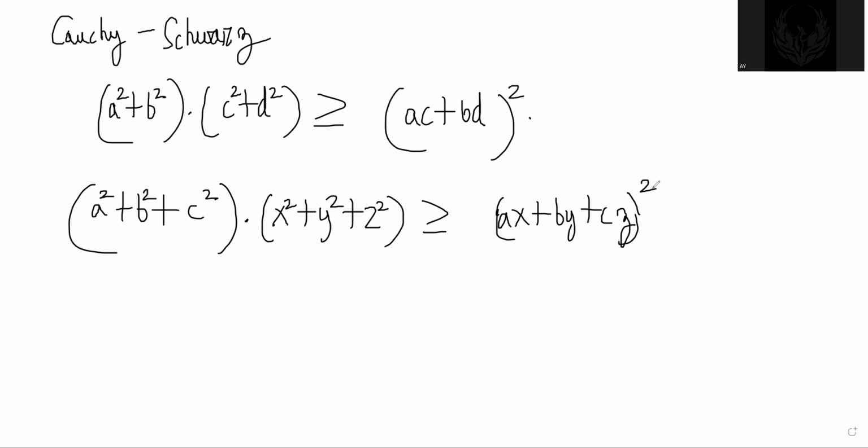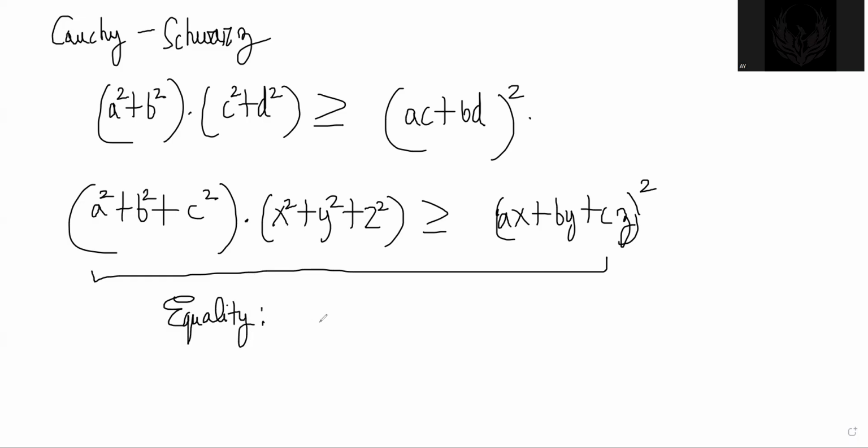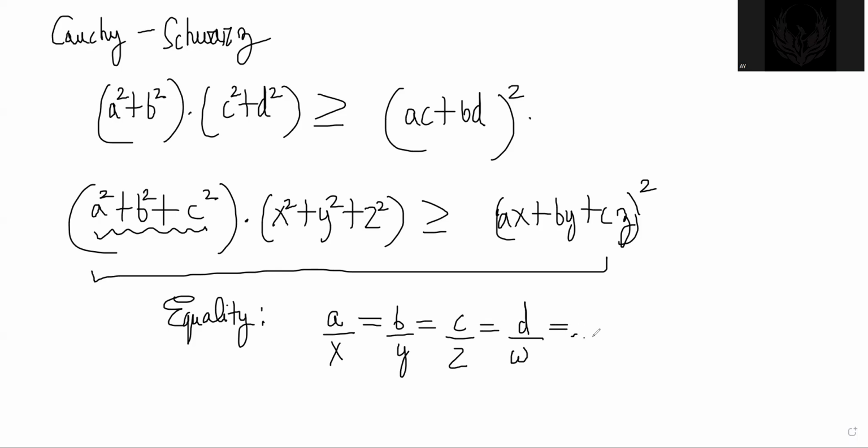Why does this inequality make sense? And also, what is the condition when it is an equality? The condition for equality is that the ratio has to be the same. The series of numbers here have to have the same ratio: a by x should be equal to b by y, should be equal to c by z, should be equal to d by w, and so on. It depends on how many terms you have in this series of numbers and in this series of numbers.